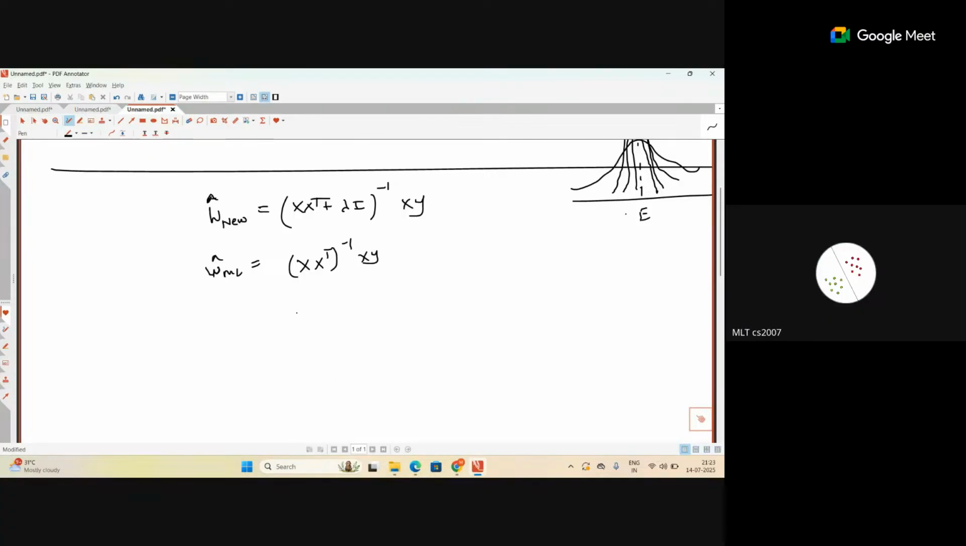Now, this is another matrix, right? How will it look?